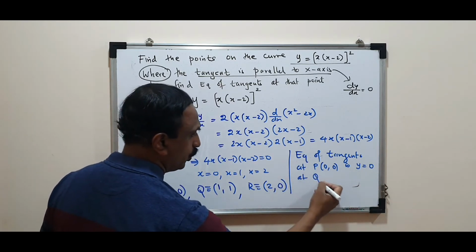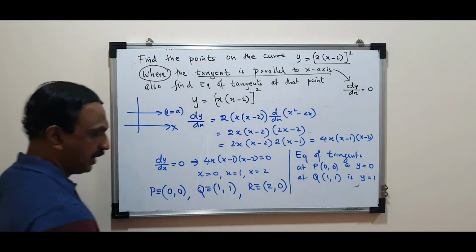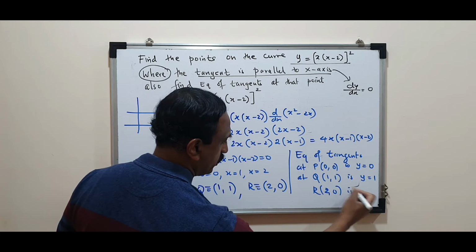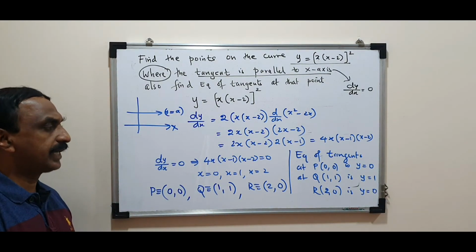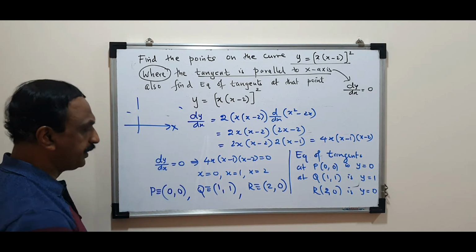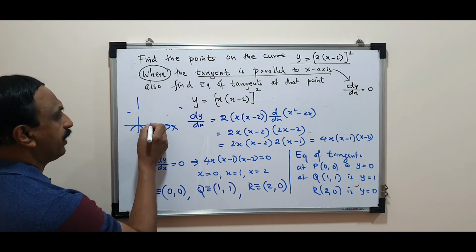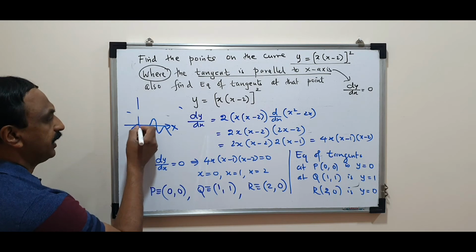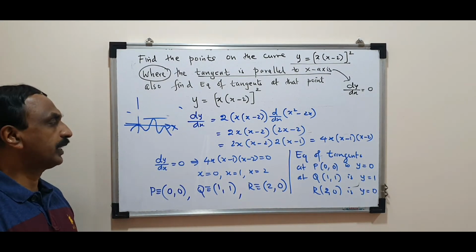At Q (1, 1) is also y equal to 1. At R (2, 0) is y equal to 0. This will be the equation of the tangent at 3 different points. So basically, if I draw the graph of it, the graph will pass through 0, 0, then 1, 1, then 2, 0. So like this you will get the curve. Here the tangent is parallel, here the tangent is parallel, here the tangent is parallel. That's how you get the equation.